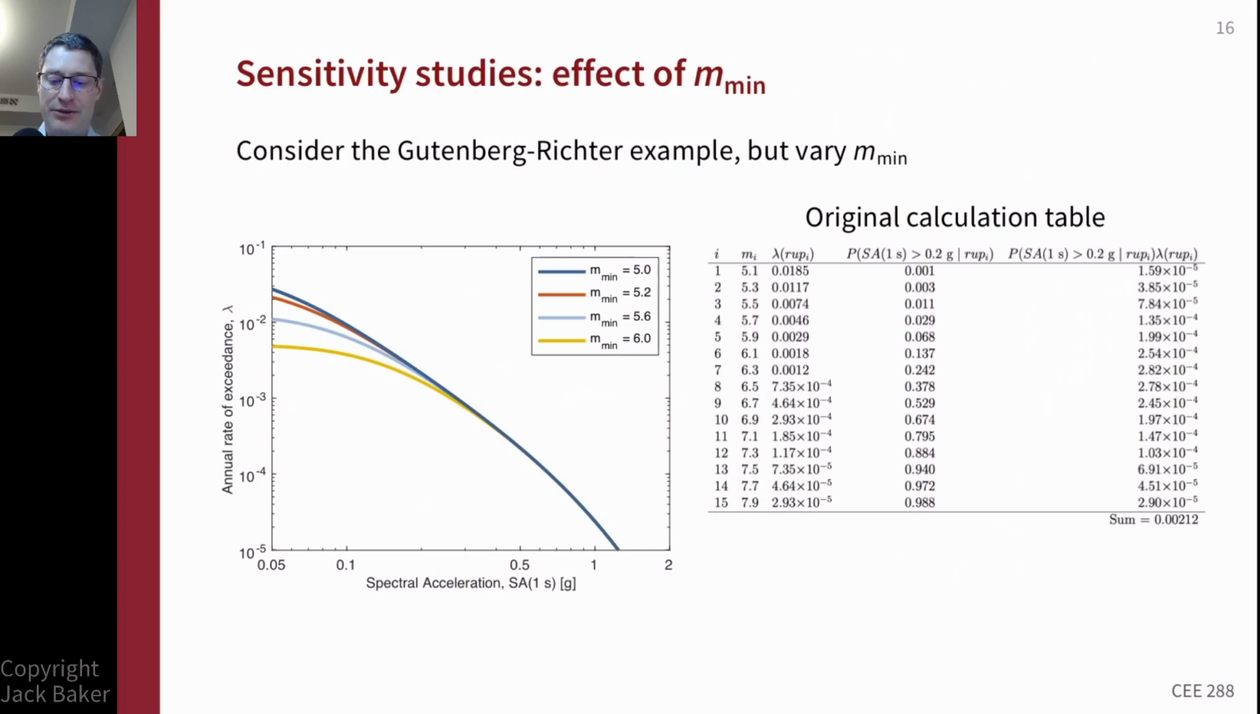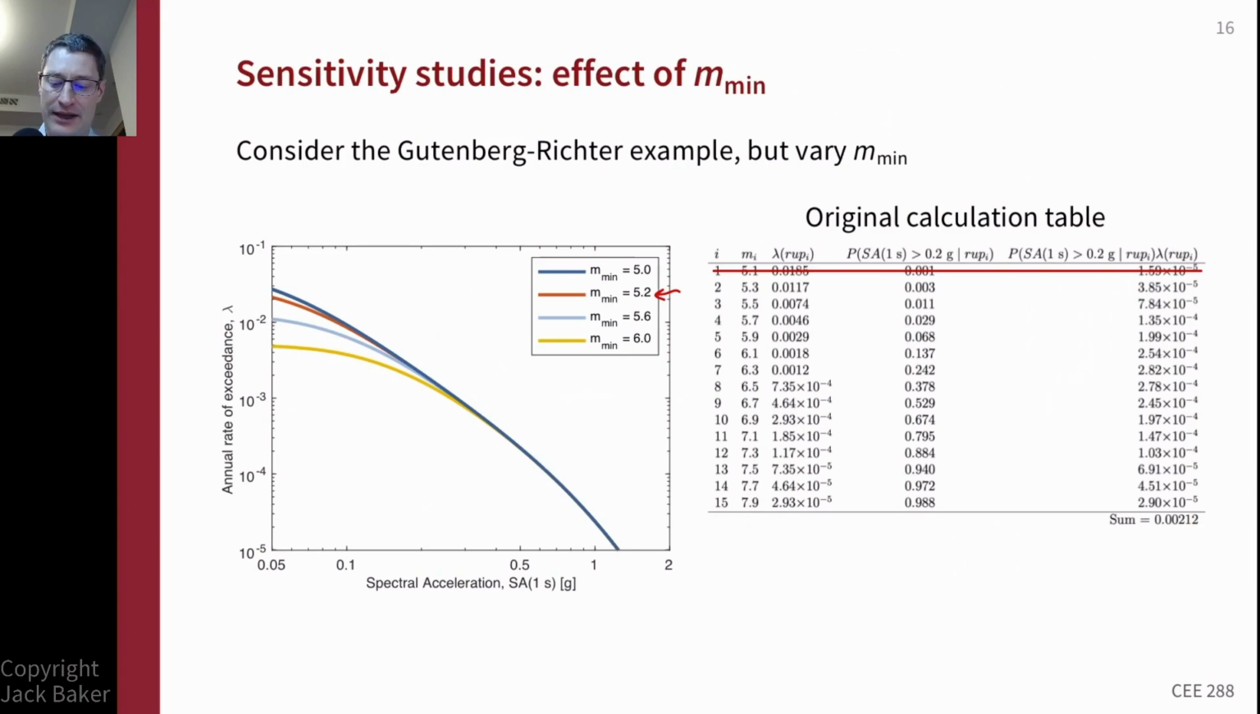For reference, I've got the original calculation table shown over on the right. We had the magnitudes from 5 up to 8. We discretized them, and the midpoints are indicated in the MI column. We've got the rates of the ruptures and the probabilities of exceedance and so on. Multiply those out, add them up, and we got the 0.00212 from our previous results. If we set Mmin equal to 5.2 instead of 5.0, we would just get rid of this top row. I'm not interested in the values from 5 to 5.2, so I get rid of that first bin and start at 5.2, and the midpoint of that lowest bin would be 5.3.